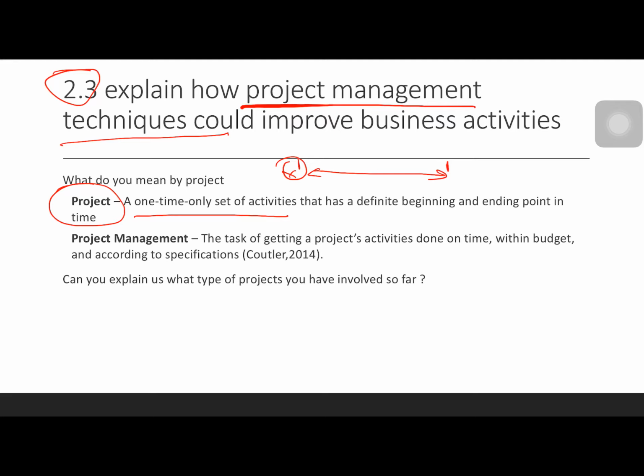Think of a project. You want to develop a new product. You have a start date, you have an end date. Project management is about the tasks involved in this particular process. You need time, you need budget, you need people. I want you to think of what types of projects you have been involved in so far. Can you list down 3?